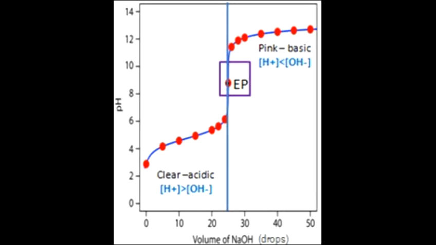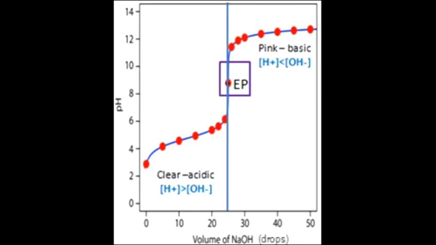That first area there, we have an acidic solution, and our hydrogen ion concentration is greater than our hydroxide ion concentration. At about 25 drops, we have a very sharp increase, and with that very next drop, we are in the basic range, and our hydrogen ion concentration is now less than our hydroxide ion concentration. Where we have that sharp increase is called our equivalency point. That is the point where our hydrogen ion concentration equals our hydroxide ion concentration.